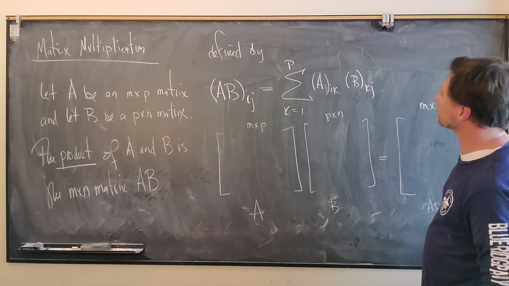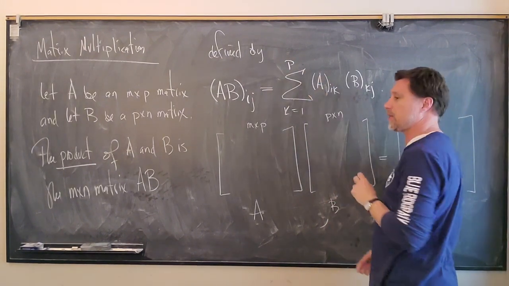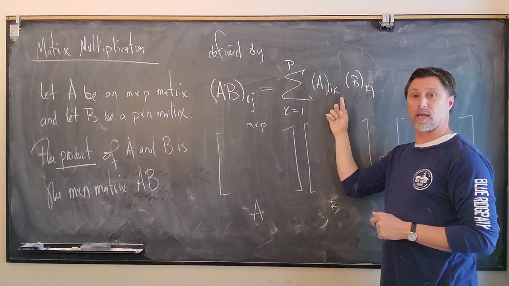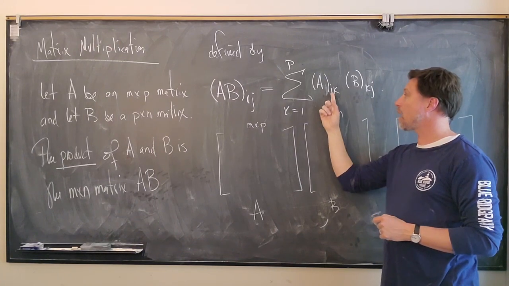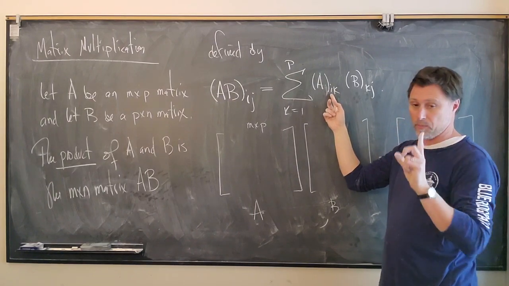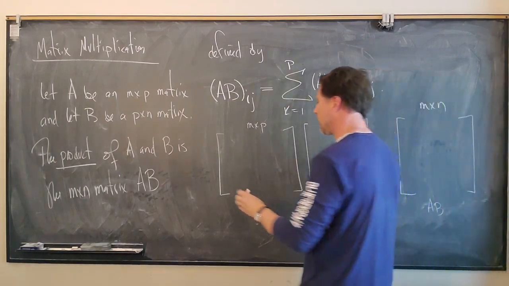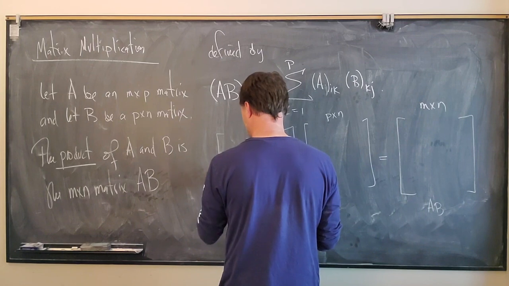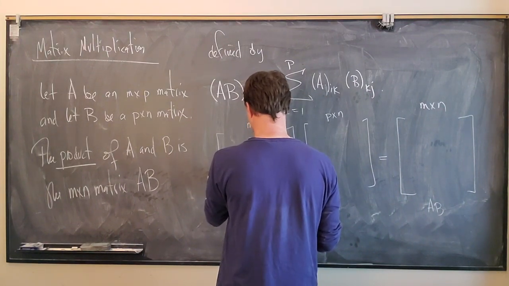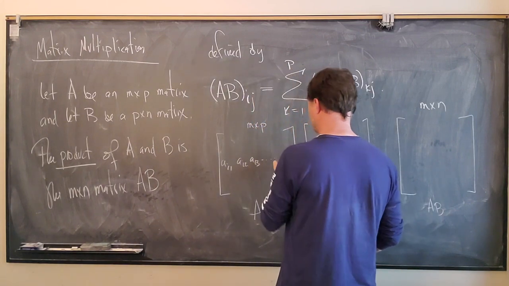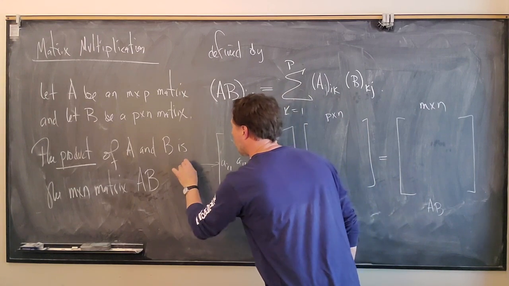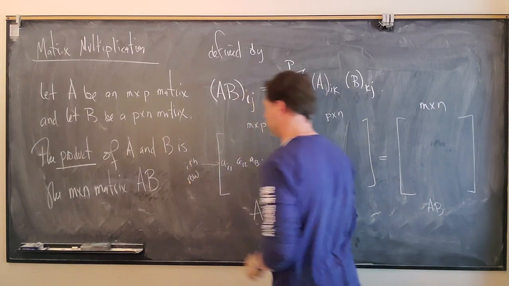Now, as K goes from 1 to P, we're looking at A sub i k. Who are those entries? Well, i is staying fixed. And remember, i refers to the row position. So in the ith row, we will have A sub i1, A sub i2, A sub i3, dot, dot, dot, eventually we get to A sub iP. All right, so this is the ith row.